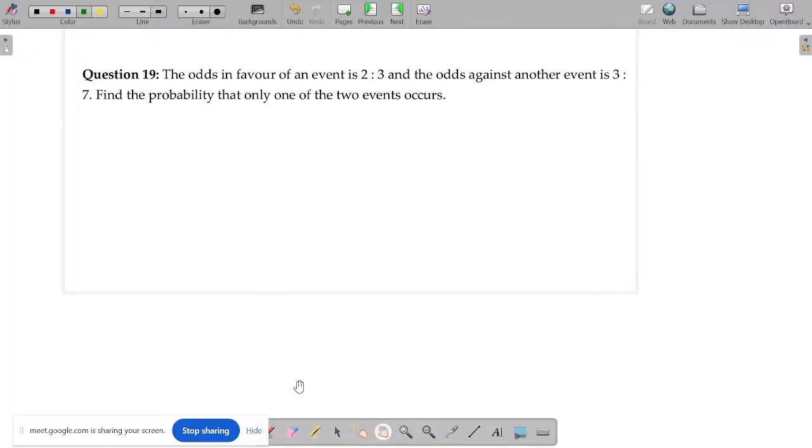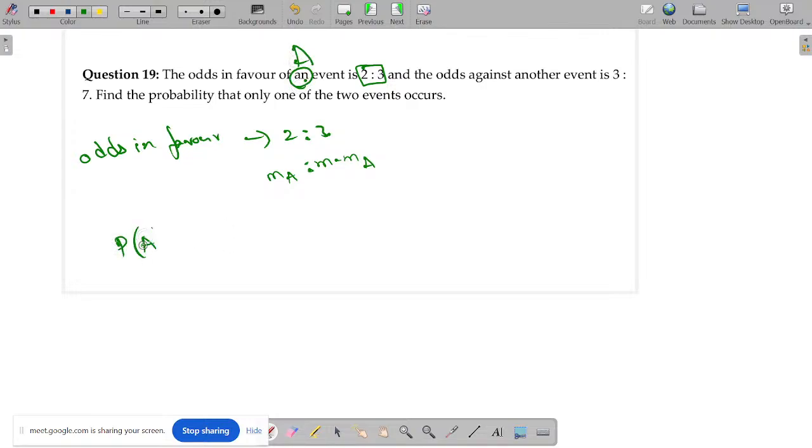It is given the odds in favor of an event is 2:3. Odds in favor means the first will be related to happening, then the second to not happening. So if this event is defined as A, I can write P of A is equal to 2/5. The 3 is on the not happening, so P of A dash is equal to 3 by 5. So this is one angle.